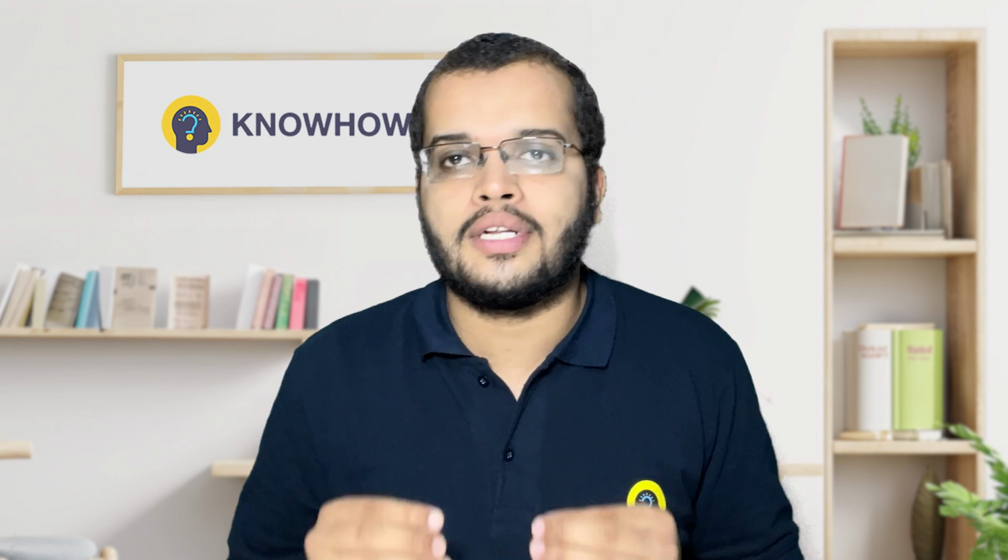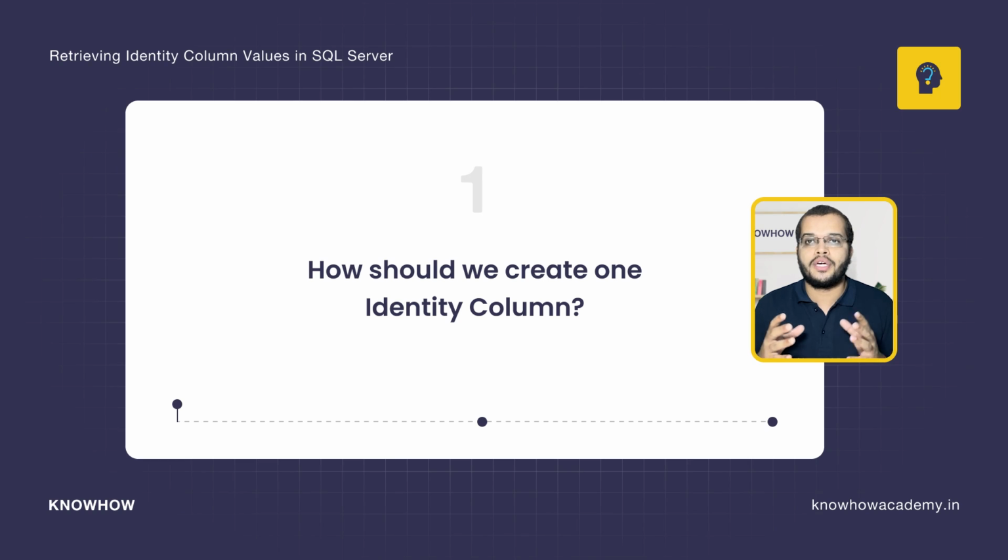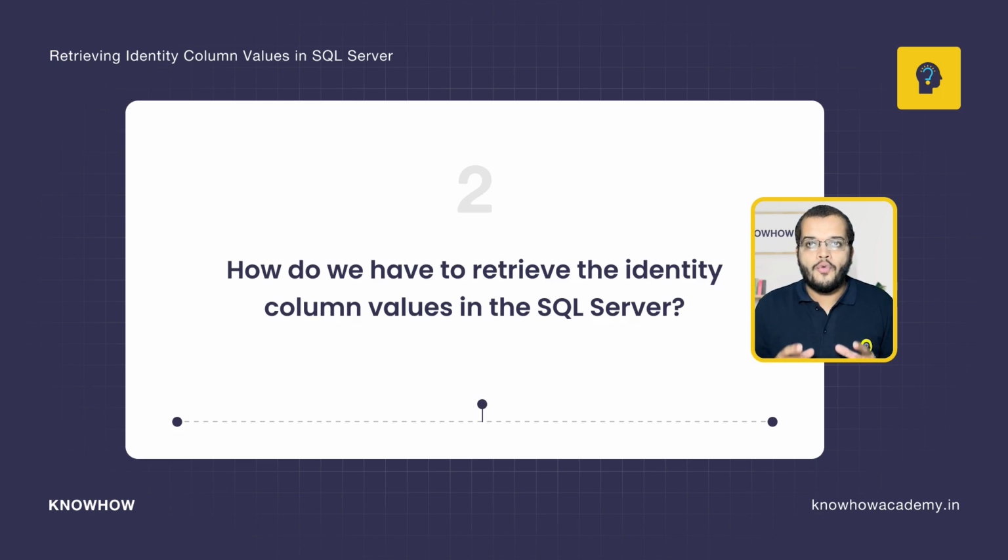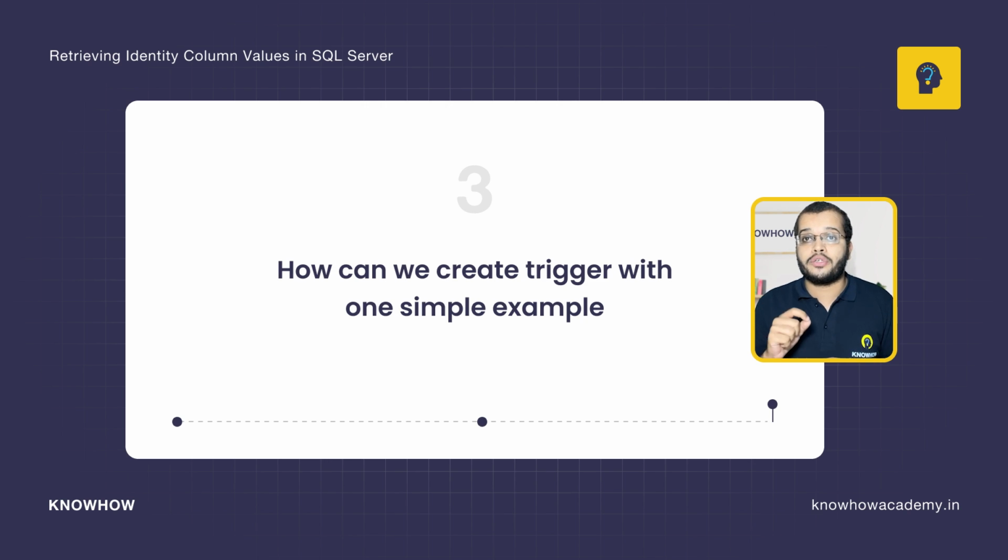What are we going to learn in this video? We are going to learn how we should create an identity column. We are going to see how we have to retrieve the identity column values in SQL Server. We are also going to see how we can create a trigger with one simple example.